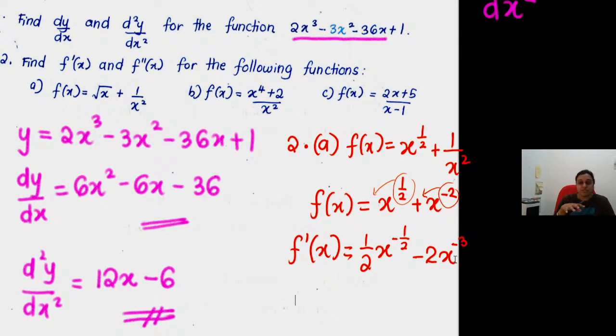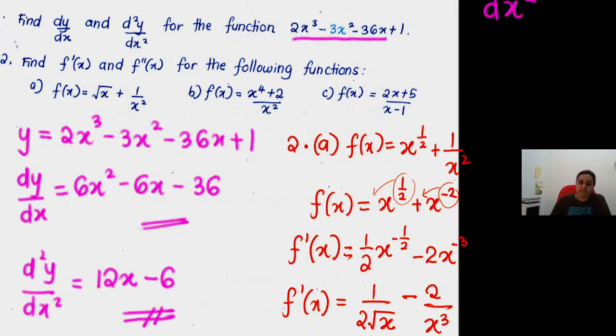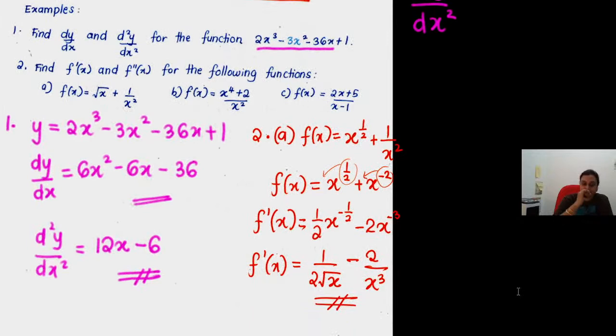But usually we will bring down the power, isn't it? So for f prime, your answer will be 1 over 2 square root x. Why square root x? Because that is actually 1/2 x^(1/2), so the 1/2 power you change to square root. Minus 2 over x^3. So this is your final answer for f prime.